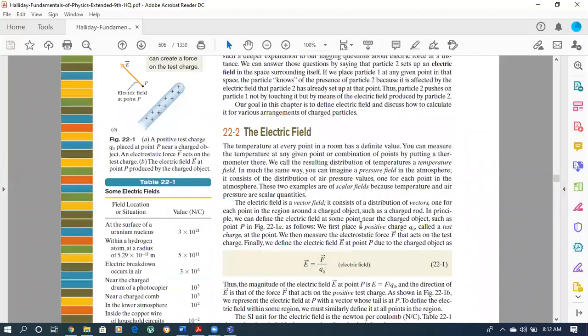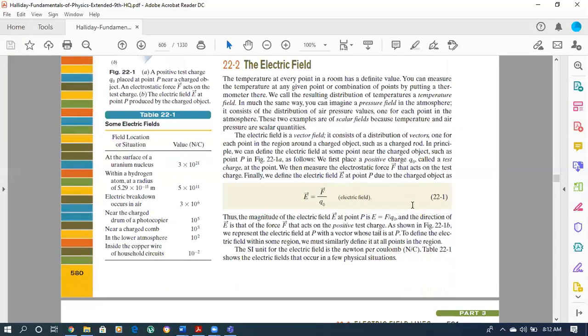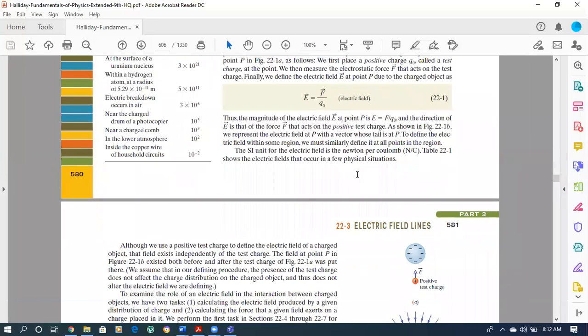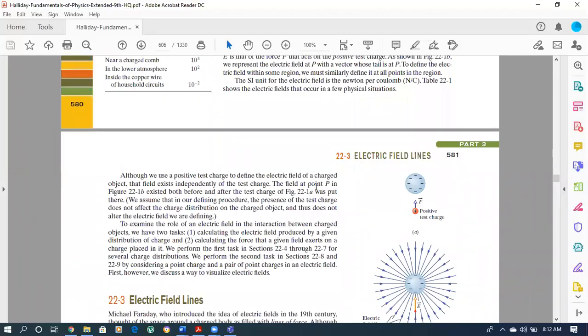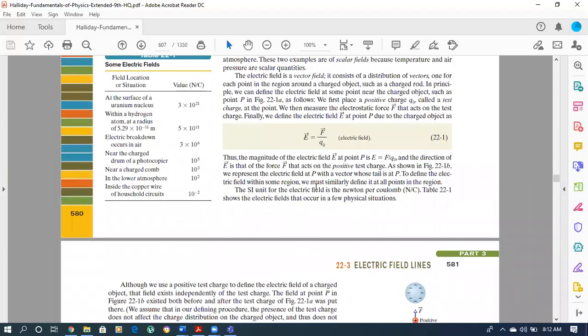So, in this chapter, the electric field is defined from the very basic equation. It depends upon the force on some test charge. How much force is being felt by the test charge? The test charge is conventionally taken as positive in magnitude.